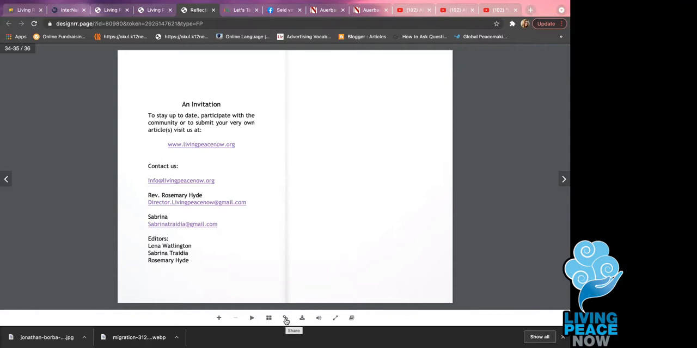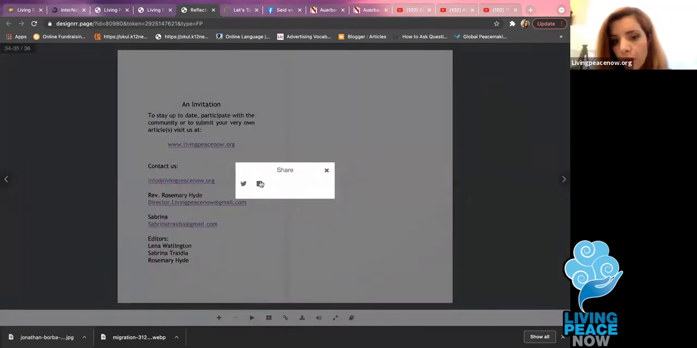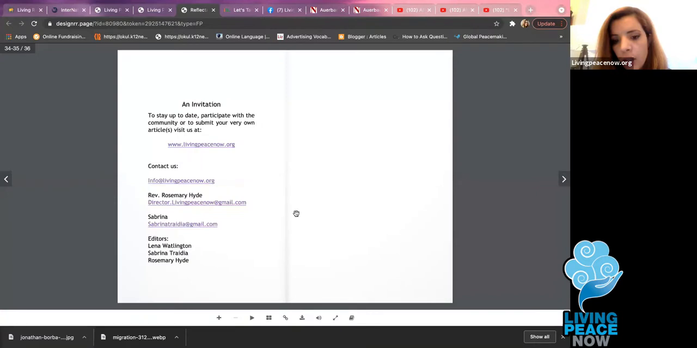See here, you can share it. If you click on that, you can share to social media, with your friends on Facebook, on Twitter, and you can also print it if you wish, as I did here. As you see, this is the printed version of the booklet. To the website now to show you where you can find these booklets and how to read them.